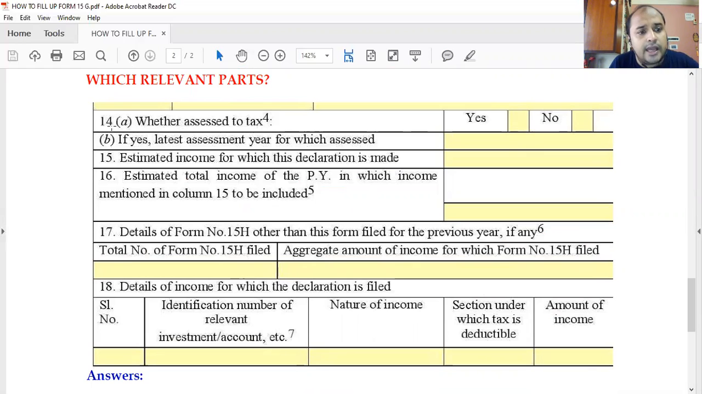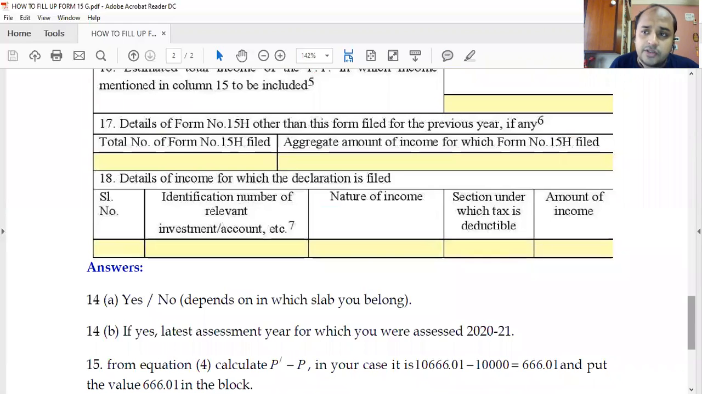Okay, so first of all, we have 14A, whether assessed to tax. Friends, it depends on you. Whether your tax is assessed or not, your answer may be yes or no. It depends upon which particular slab you belong to, and that has been declared in the budget of this particular year. So it depends on you, and obviously 14B also depends on you. If yes, if you are assessed for tax, then what was your last assessment year?